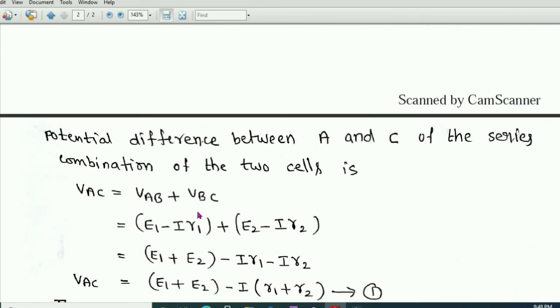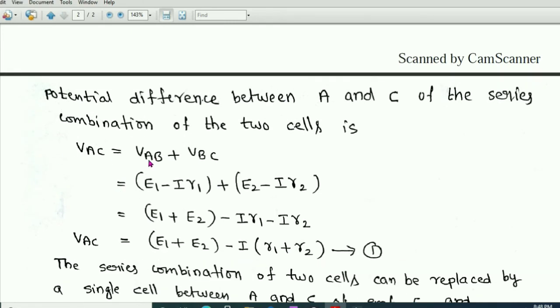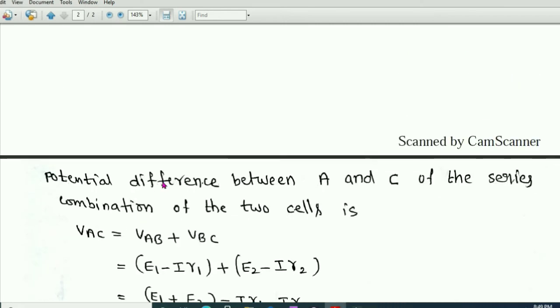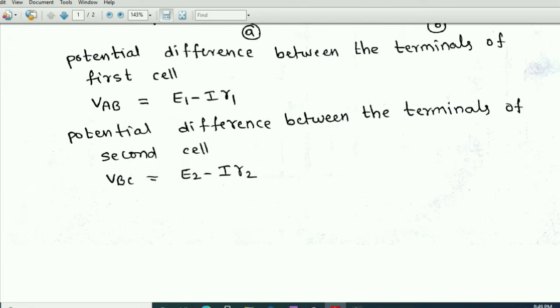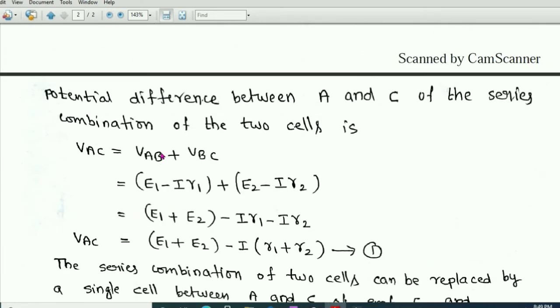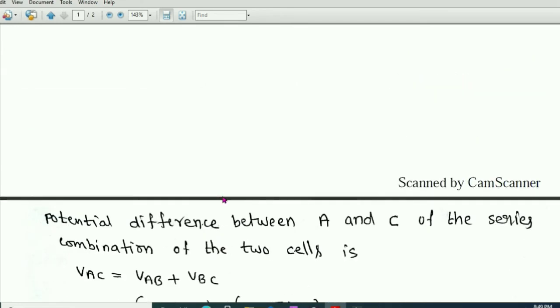That's why VAC is equal to VAB plus VBC. So that is equal to VAB, the potential difference between the terminals, between the points A and B. Already we have written that as E1 minus I into R1. Now we have taken the value VAB is equal to E1 minus IR1, plus VBC, that is the potential difference between the points B and C.